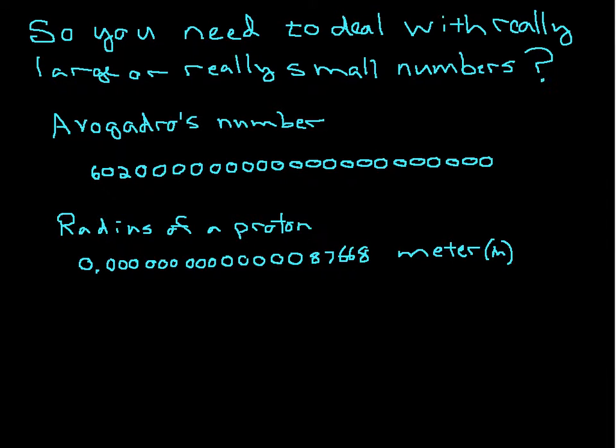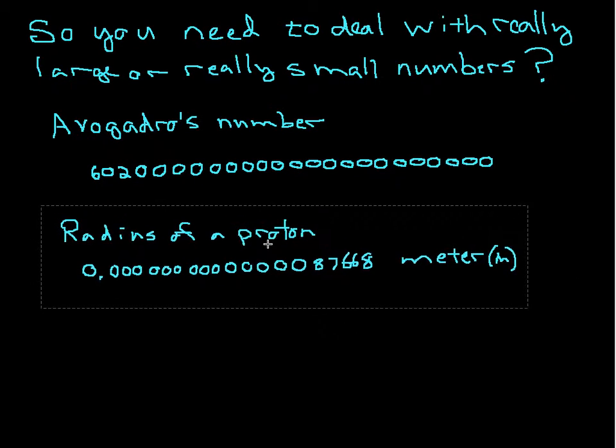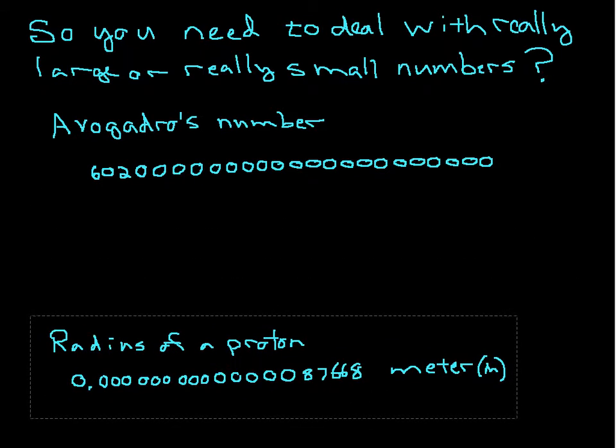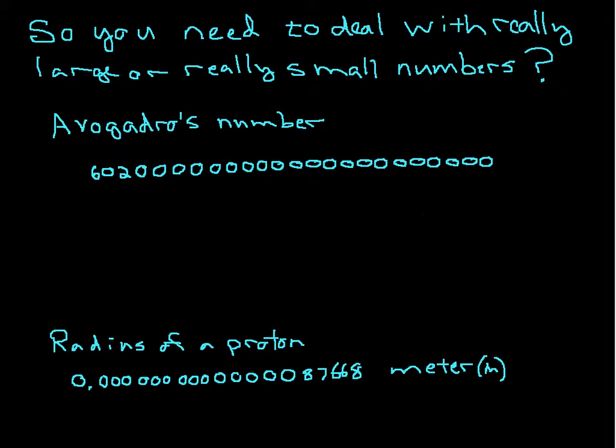We need to talk about how we deal with really large or really small numbers in science. To help us with that, I've given us two examples: one number that's really, really large, Avogadro's number, and the other is the radius of a proton, which is a really, really small number when measured in meters. It really becomes burdensome to deal with all of these zeros all the time.